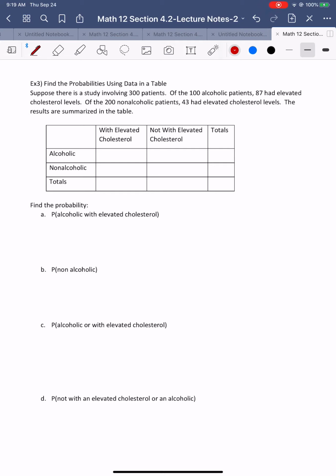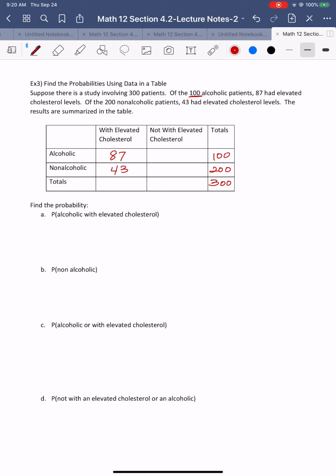So there are 300 patients, which means the total of the patients, and then of the 100 alcoholic patients. So alcoholic patient is right here, right? Which means there are 100, but 87 had the elevated cholesterol level. So elevated cholesterol right here, right? So we need to put the 87 right here. And also of the 200 non-alcoholic patients, which is right here, right? Non-alcoholic patients, which is 200. And then the 43 had the elevated cholesterol level. So 43 is right here.